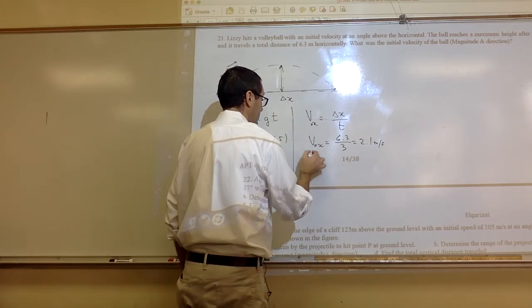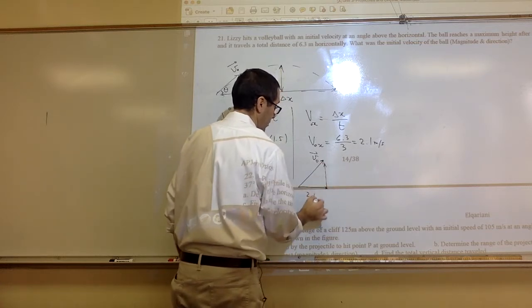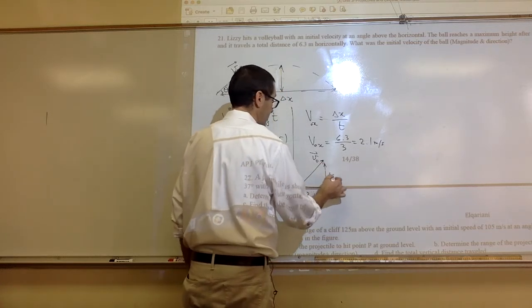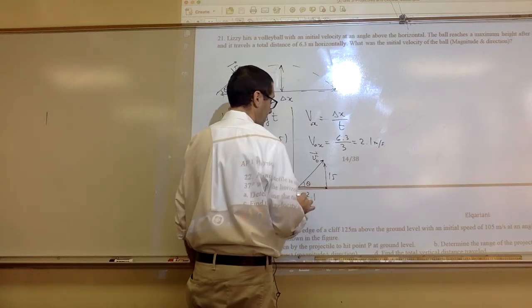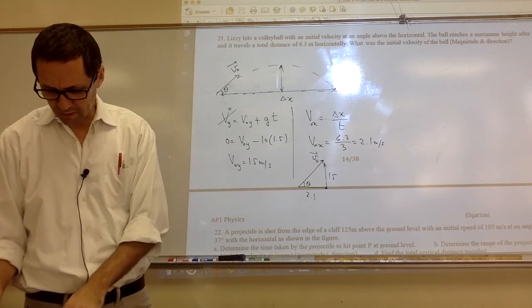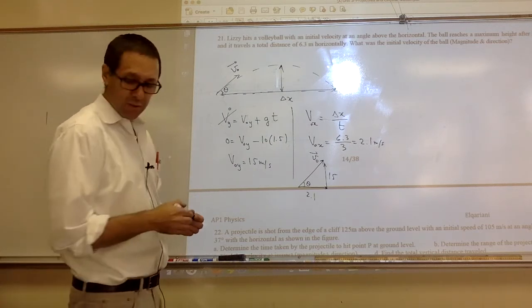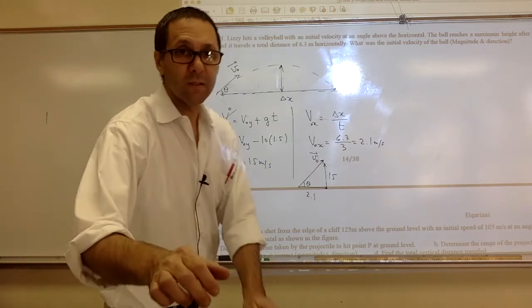So this is the V0. Your x component is 2.1, and your y component is 15, and we're looking for this angle here. So if you do a little bit of trigonometry, you should get a velocity of 15.15 and an angle of 82 degrees above the horizontal.